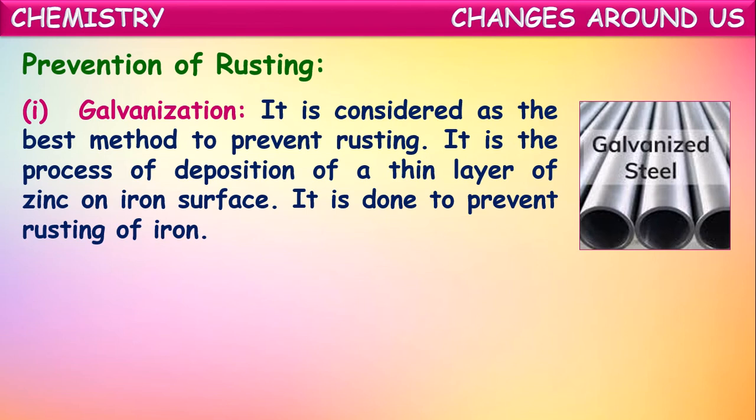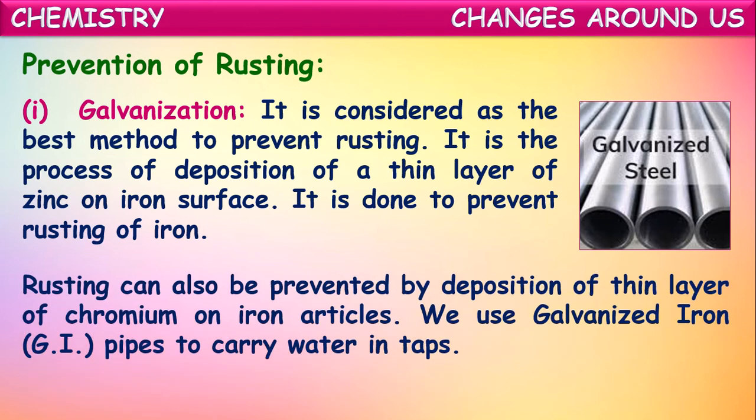So what happens if iron articles are coated with zinc? Zinc protects the iron article from coming in contact with atmospheric oxygen and moisture, and thus it protects the iron articles from getting rusted. So this is one of the best methods of controlling rusting of iron articles.